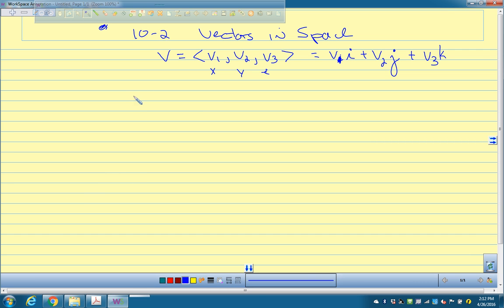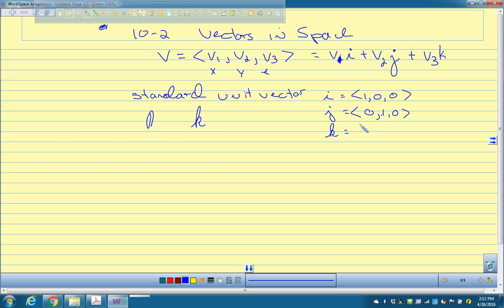The standard unit vectors are as follows. i is the vector 1, 0, 0. j is the vector 0, 1, 0. And k, let me see if I can do a cursive k. I failed cursive in 3rd grade. That did it, okay. And k is equal to 0, 0, 1.